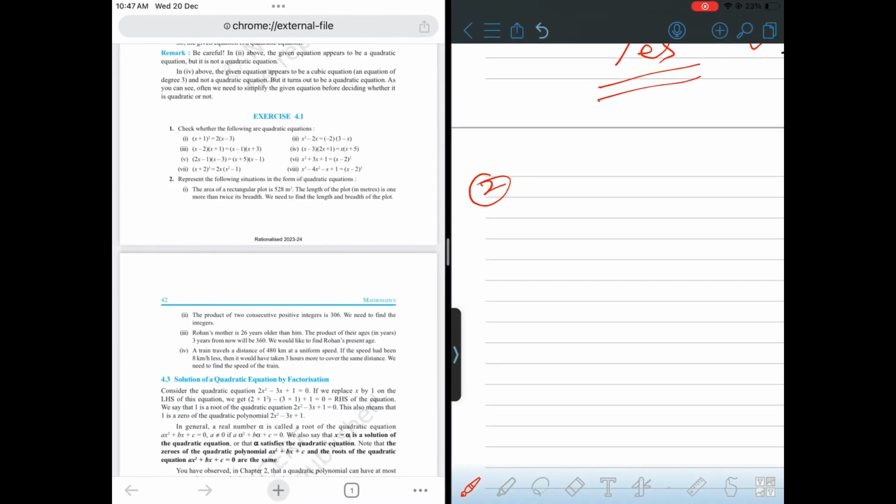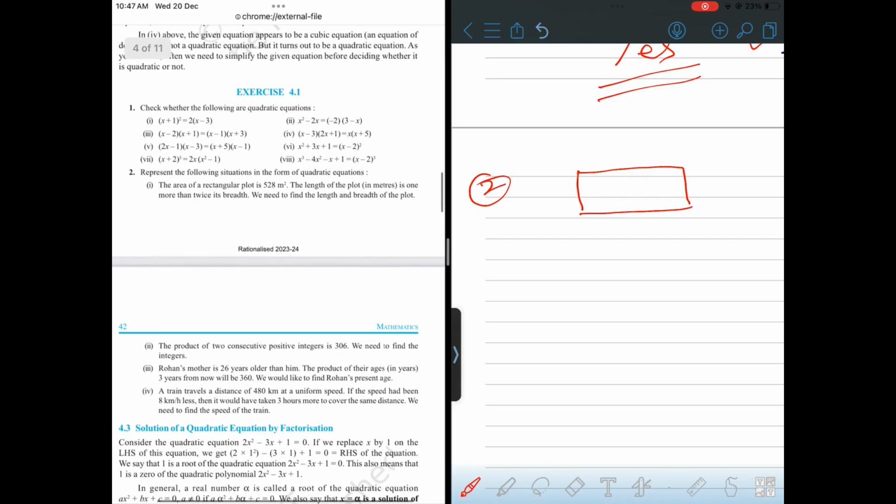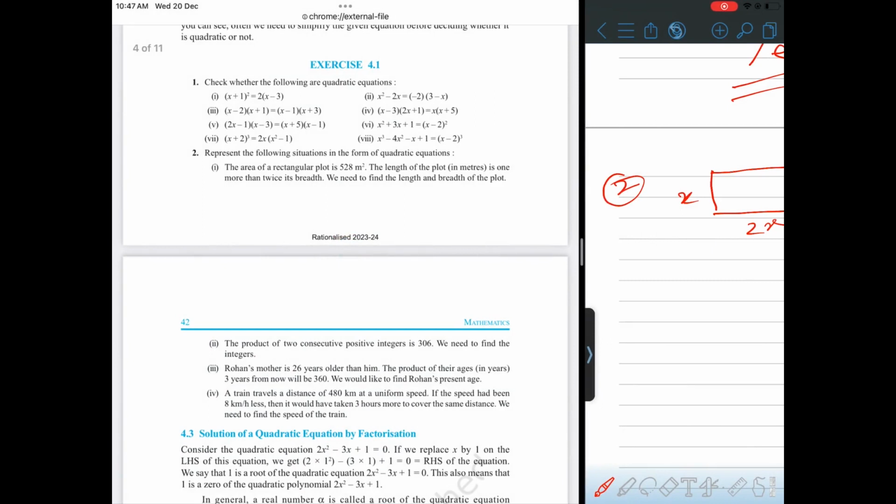So question number two basically says that it is having a rectangle. And suppose the breadth of this rectangle is x, right? Then the breadth is x, the length will be 2x, right? Because the question says that the length of the plot in meters is one more than twice its breadth, right? So this is the first part of the second question.